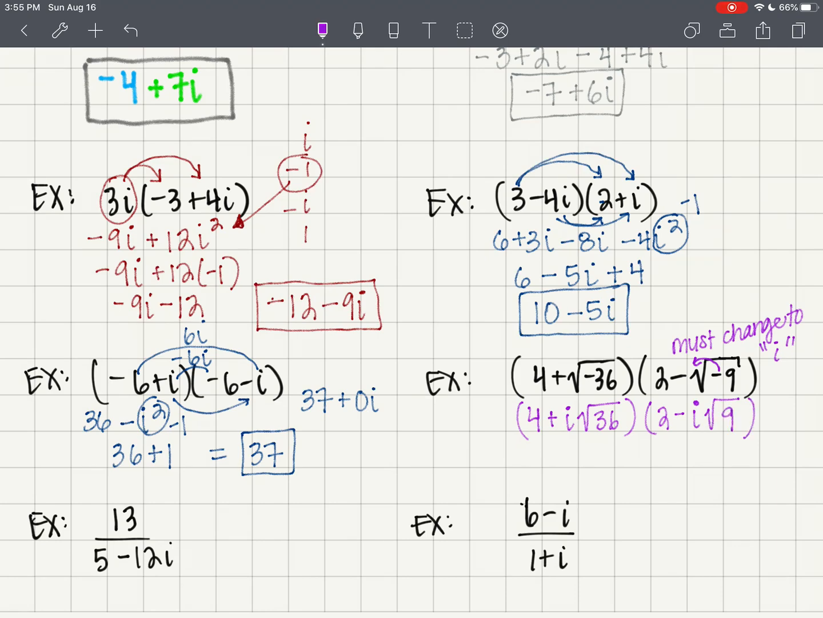Now the square root of 36 is 6, so this is 4 plus 6i. 2 minus 3i. The square root of 9 is 3. And when we multiply this out, my first term is 8. The outer is negative 12i. The inner is positive 12i. That cancels out. And then I have negative 18i squared, which would be positive 18, which is equal to 26.